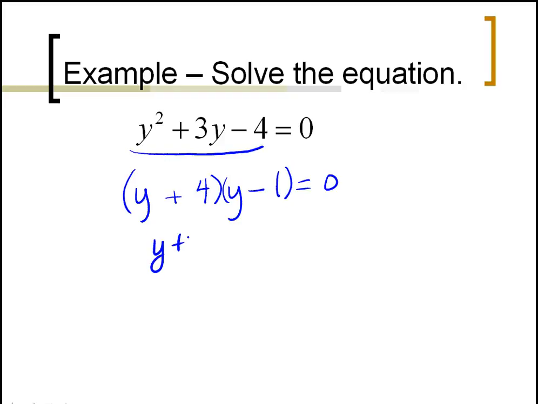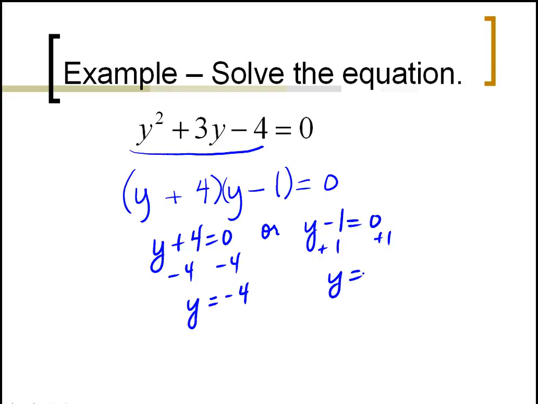So we'd have y plus 4 is equal to 0, or y minus 1 is equal to 0. So if we subtract 4 from both sides, we get y is equal to negative 4. We add 1 to get y is equal to 1. So negative 4 and 1 is our solution set.